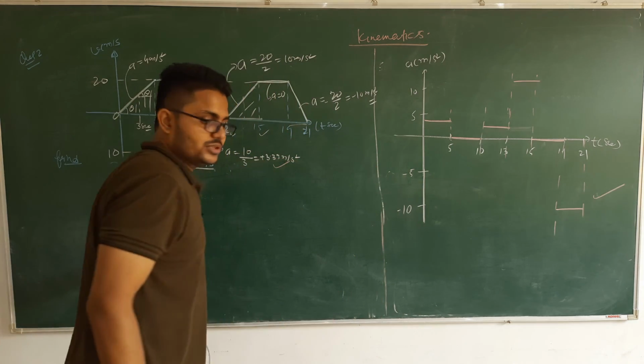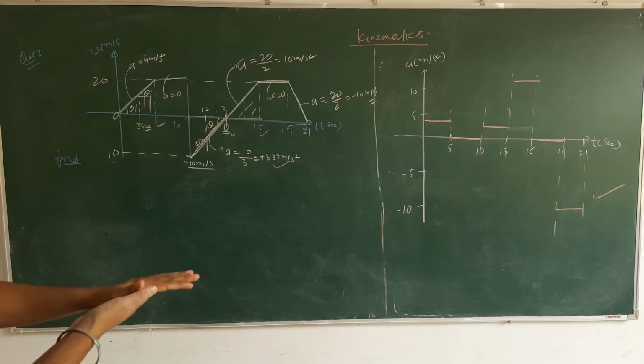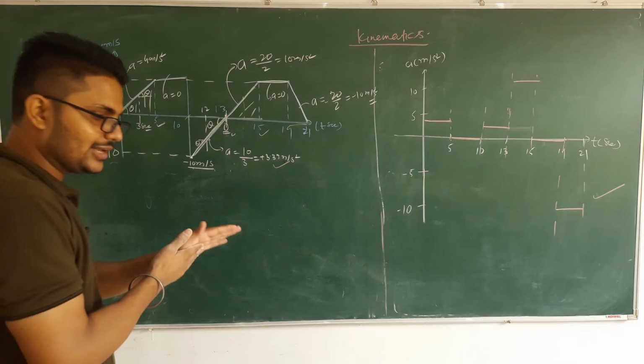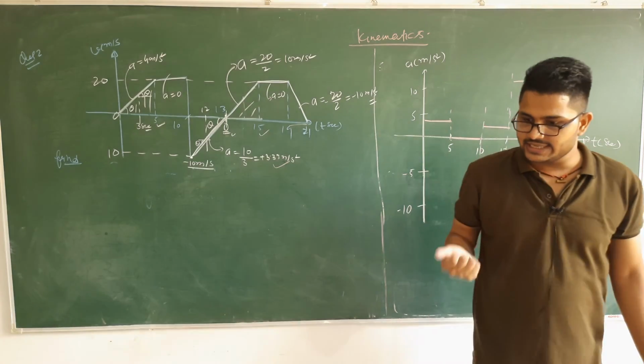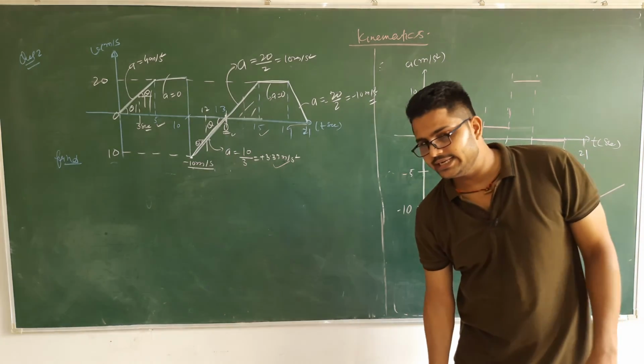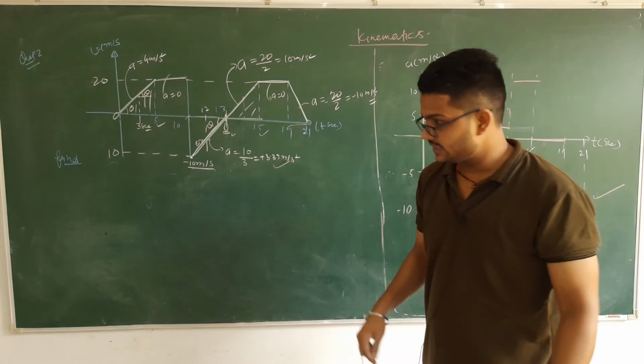Okay beta, so this is the way we can calculate the AT graph, we can calculate the acceleration, we can calculate the distance, we can calculate what the acceleration will be at any time.